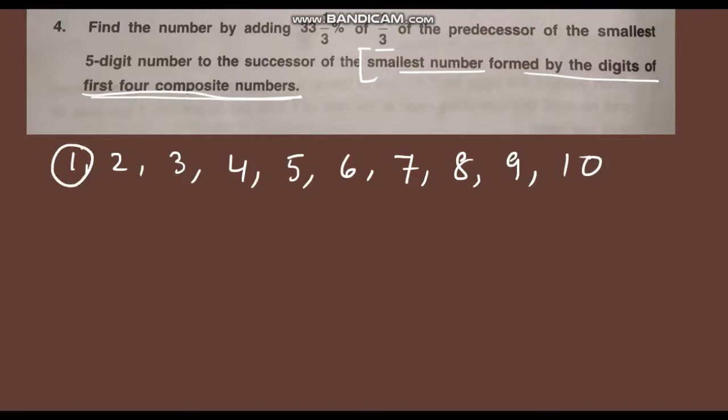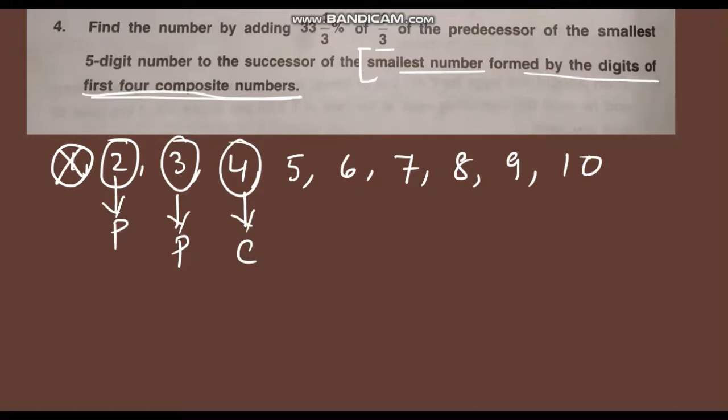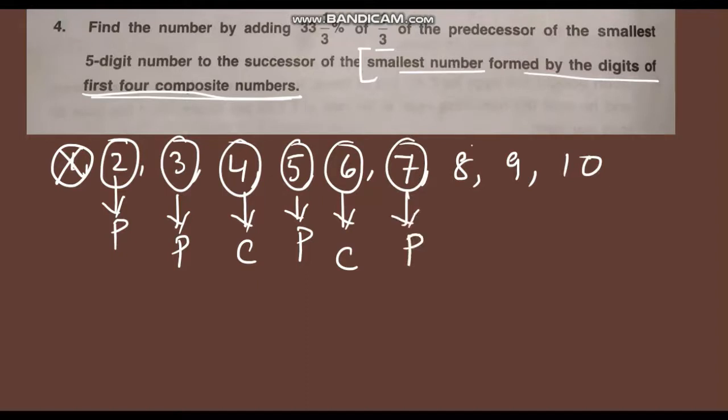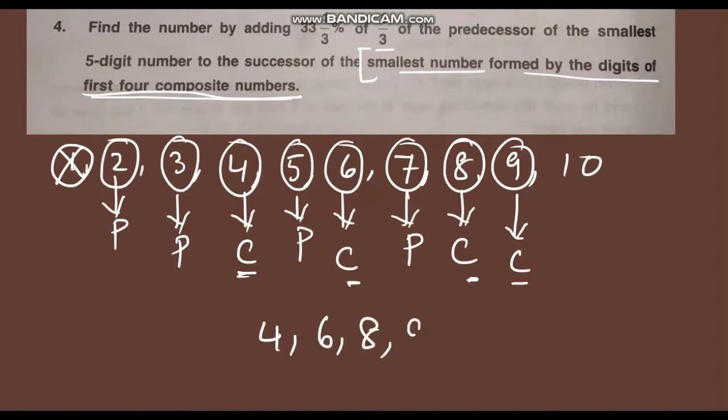Is 1 a composite number? No, it is neither composite nor prime. Is 2 a composite number? No, it is a prime number. 3 is also a prime number. 4 has more than 2 factors, so it is a composite number. 5 is again prime because it has only 2 factors, that is 1 and 5. 6 is a composite number. 7 is a prime number. 8 is a composite number. And 9 is also a composite number. So we have got 4 digits, that is 4, 6, 8 and 9.